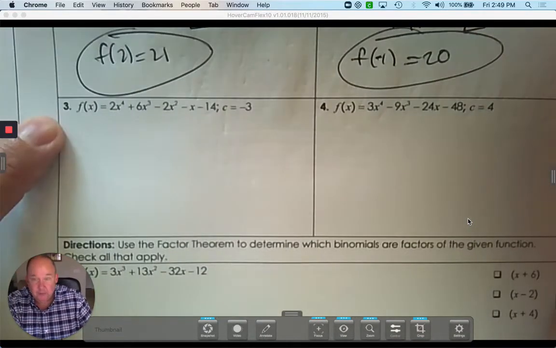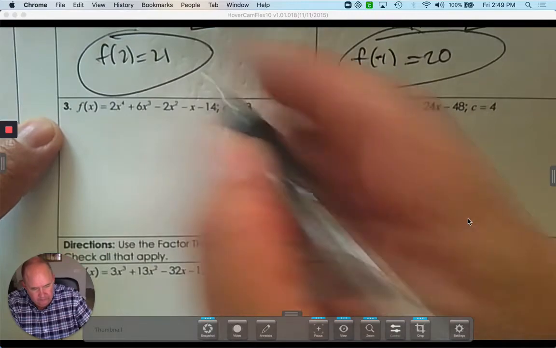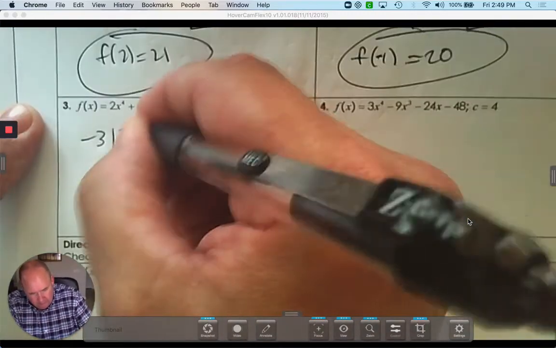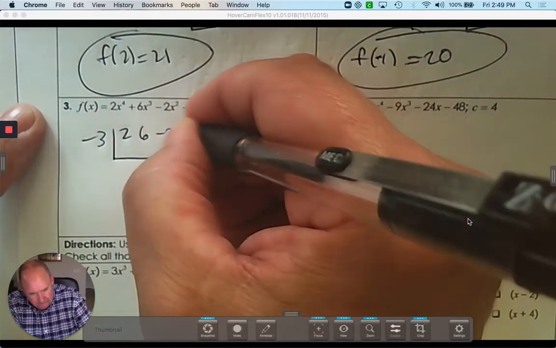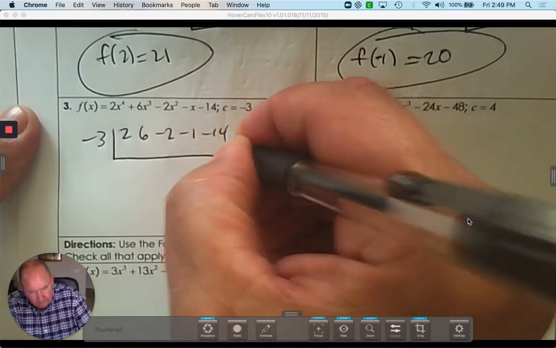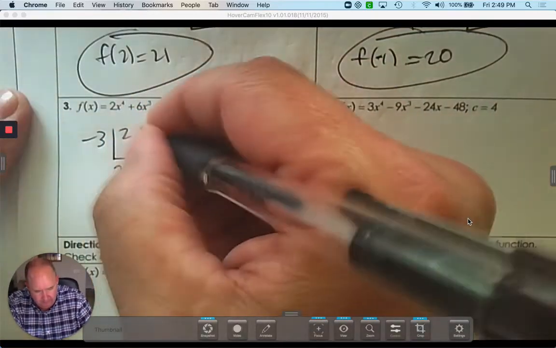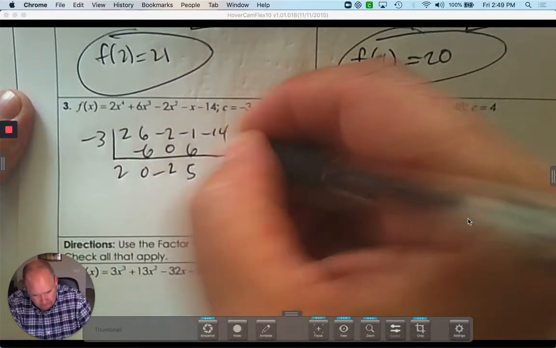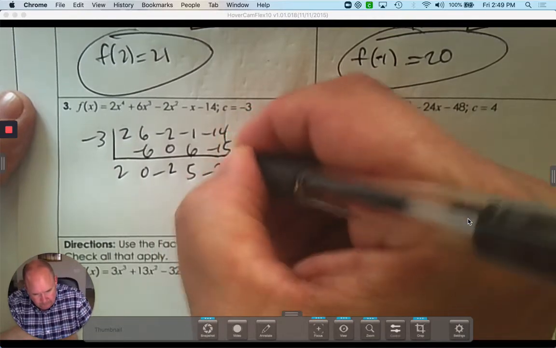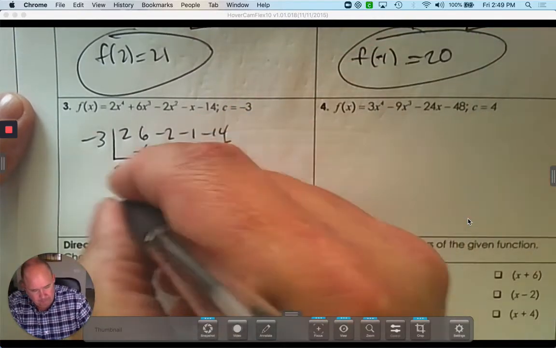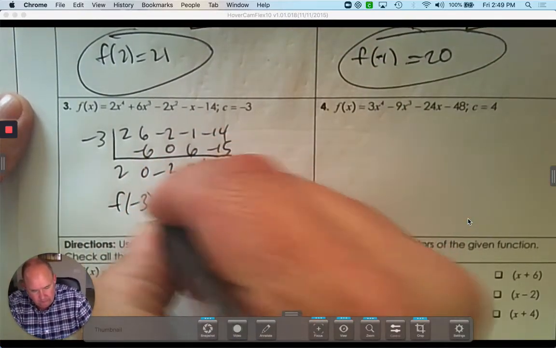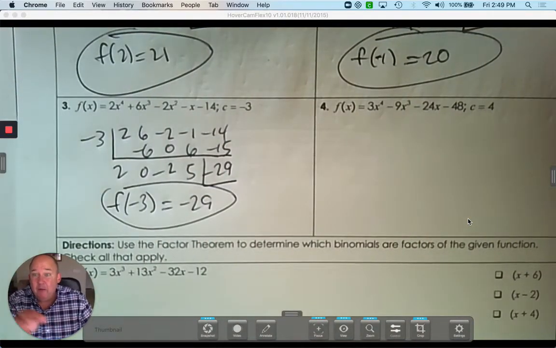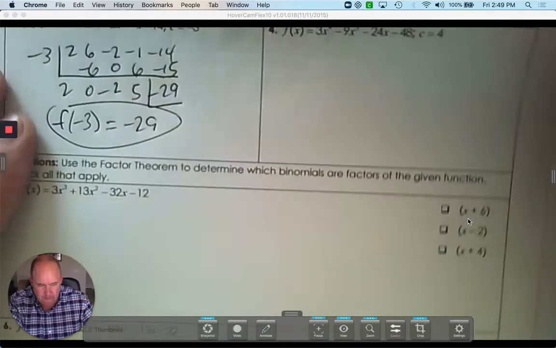Again, number 3. Can you do a synthetic substitution? Keep the sign the same. 2, 6, negative 2, negative 1, negative 14. Nothing missing. Add and multiply. Double check. Beautiful. We just found f at negative 3 equals 29 by doing a different way to do substitution. Number 4.